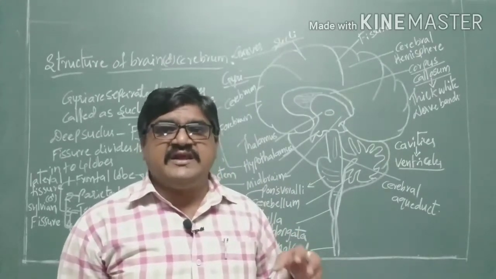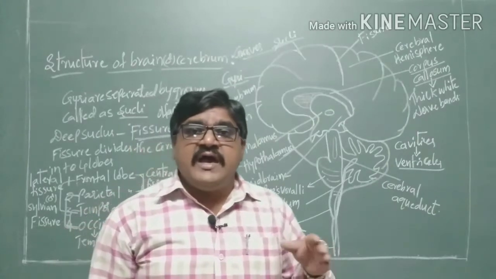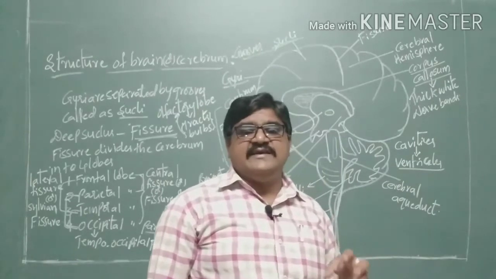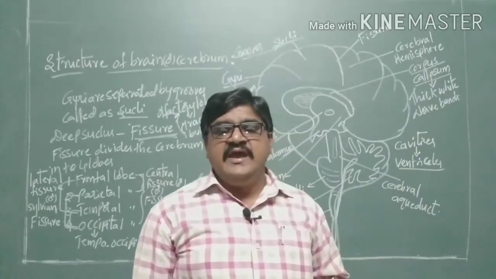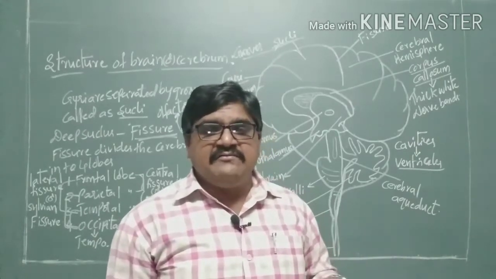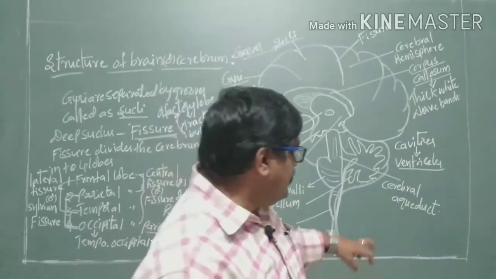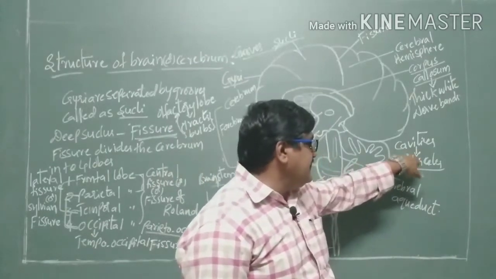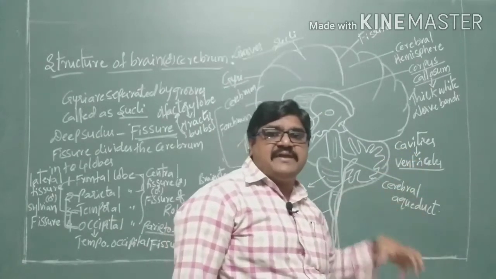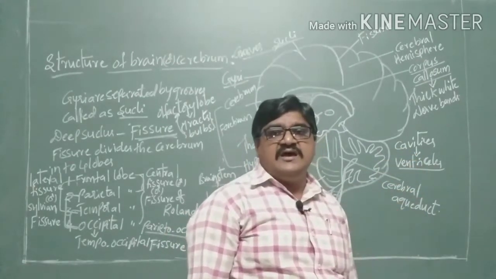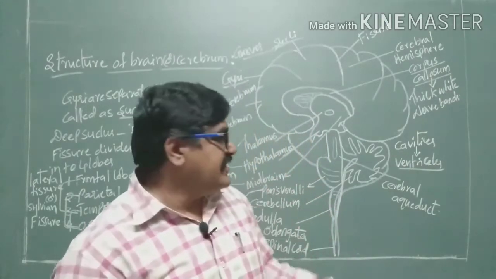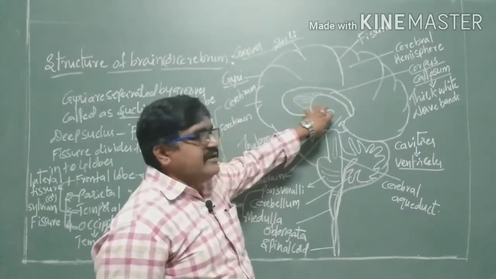So the first ventricle opens into the second, which opens into the third ventricle. The third ventricle is also called the diocoel. That means it opens into the diencephalon, the thalamus in the midbrain. So the cavities present in the brain or cerebrum we call the ventricles.